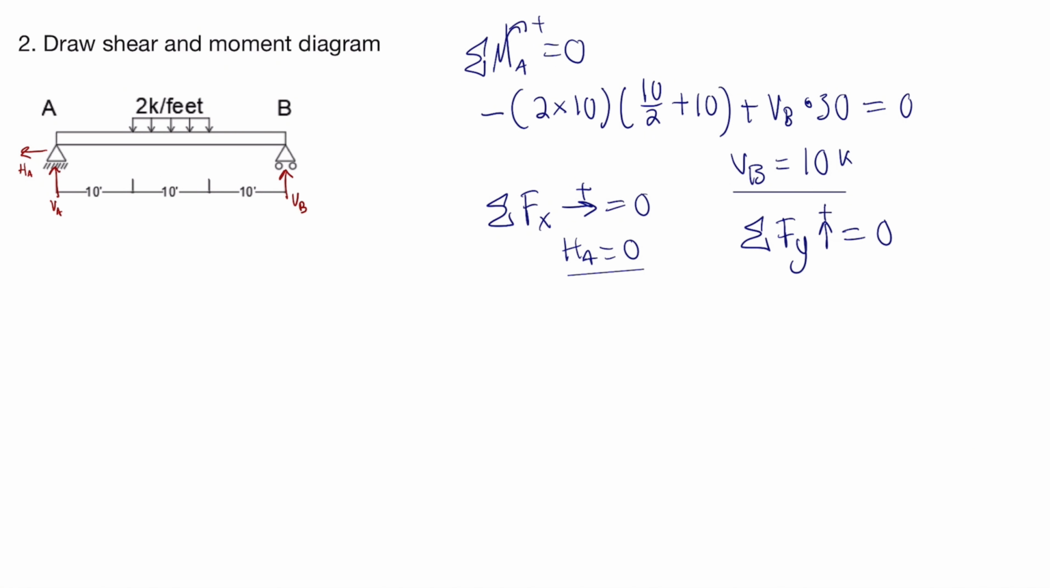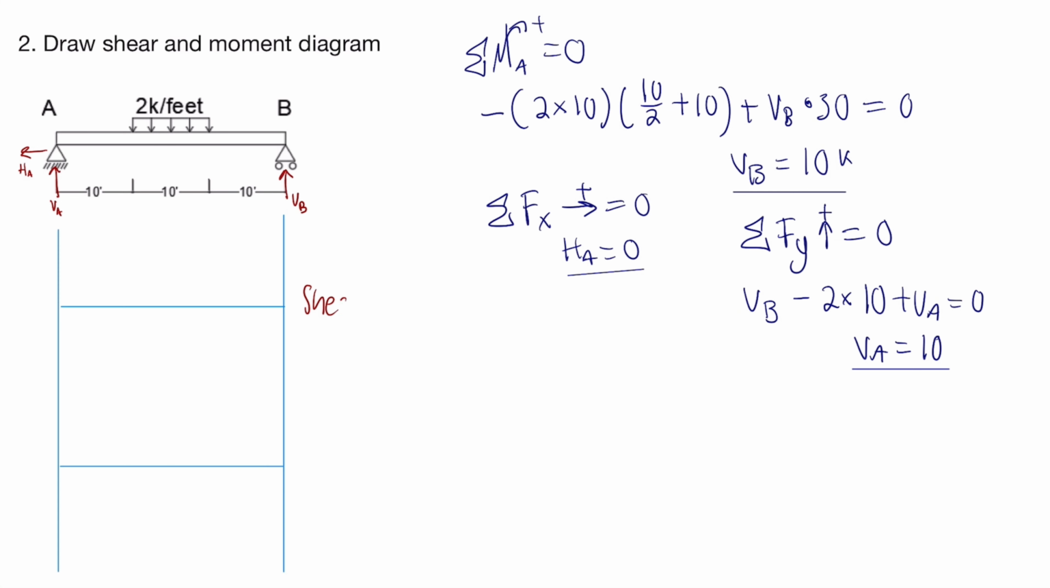And then we will do VB, and it's positive because it's pointing upwards, minus the 2 times the 10 for the uniformly distributed load, minus because it's pointing downwards, plus VA is equal to 0. And we already solved for VB. So then you substitute the 10 for VB, and then you solve for VA, and you get 10 for VA. And from this, we can now draw the shear moment diagrams. This will be the shear, and this will be the moment.